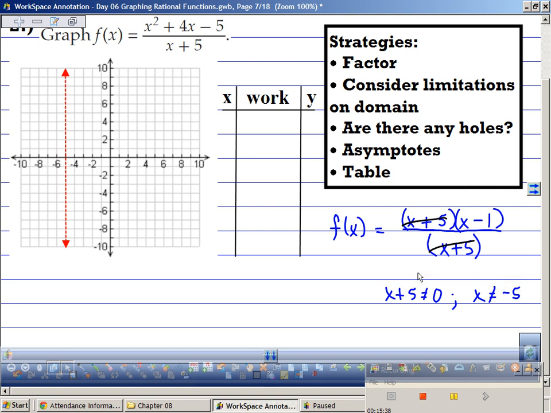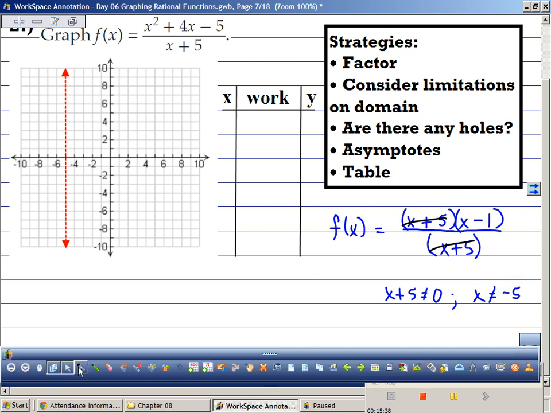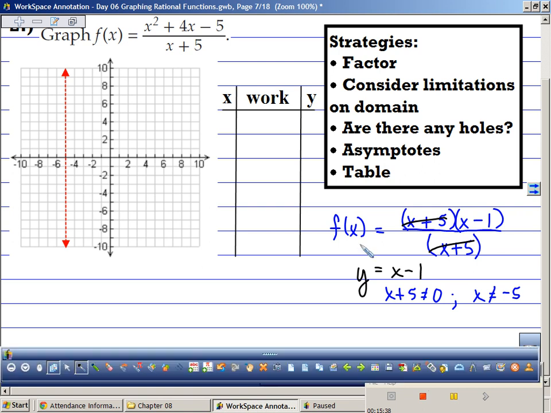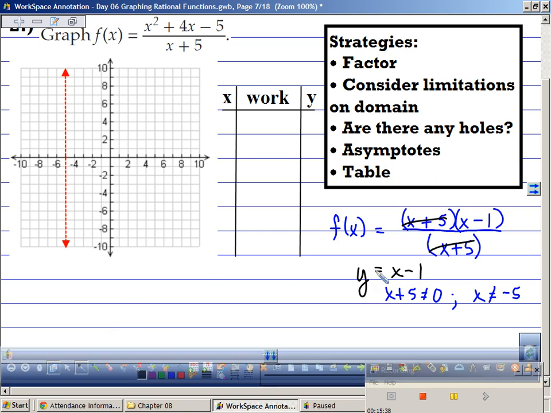Okay, so when we're graphing, what does f of x stand for? Y. So isn't this just y equals x minus 1? What would x minus 1 look like? Y equals x minus 1. It's a line. Right? Isn't that in slope-intercept form right there? Y equals mx plus b, that's a line.